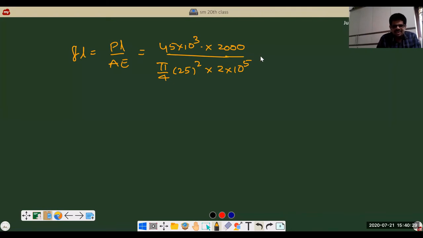Now, if you solve this equation, you can get the same value. Just solve it and tell me what is the value of delta L by using this formula. Do this also.